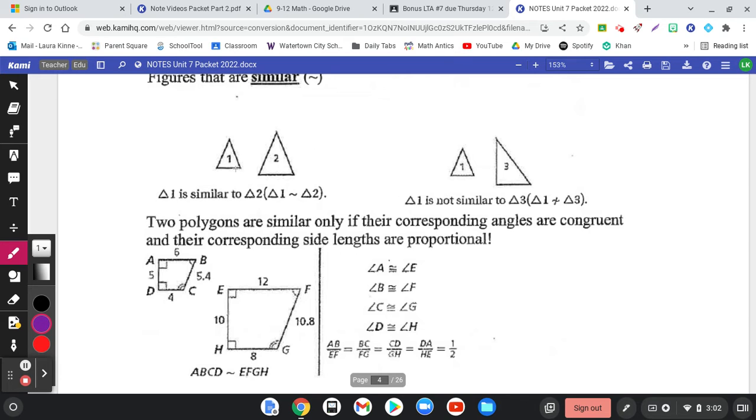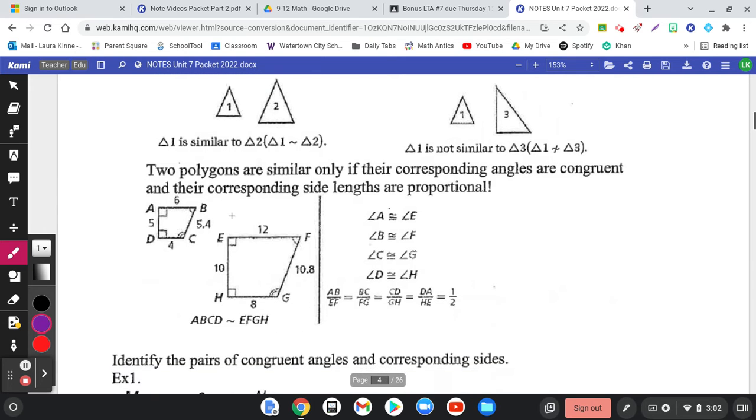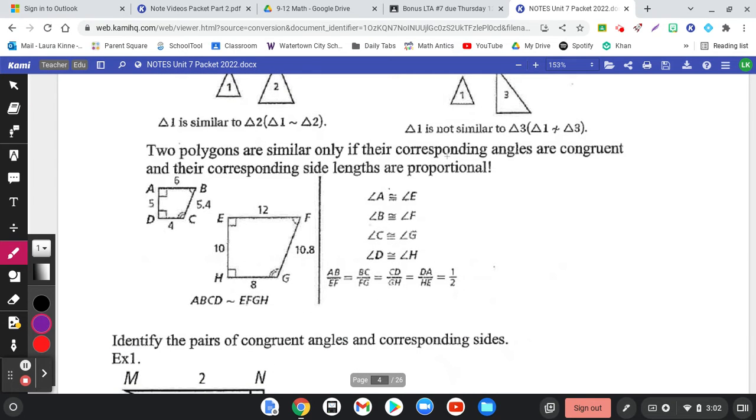So if you look at these first two triangles, they are similar, whereas the other two are not. All right, you can see that they have a different shape. So two polygons are similar only if their corresponding angles are congruent, so all of their angles are going to be congruent, and their corresponding side lengths are proportional.